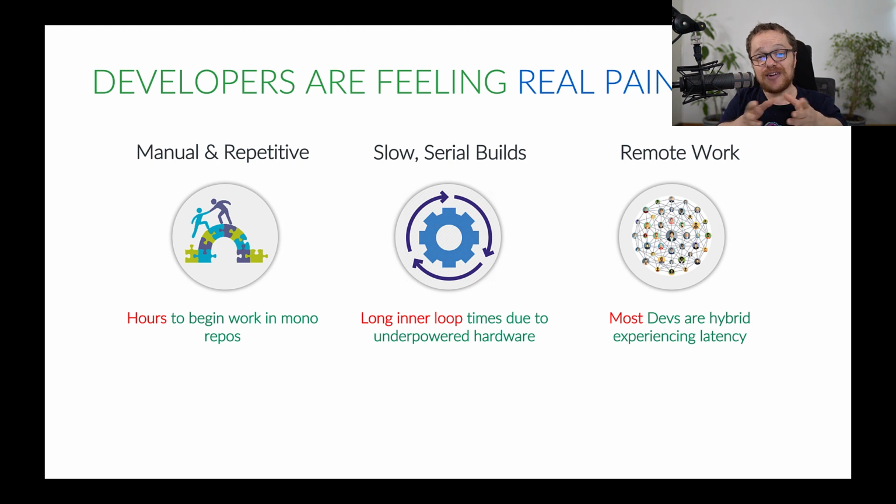Set the stage. Developers are feeling real pain today. They have manual and repetitive mono repos, so large repos that are very hard to work with, and they take hours to begin work. They have slow serial builds with a long inner loop. So what is the long inner loop? What is an inner loop? An inner loop is where you do dev, test, and repeat.